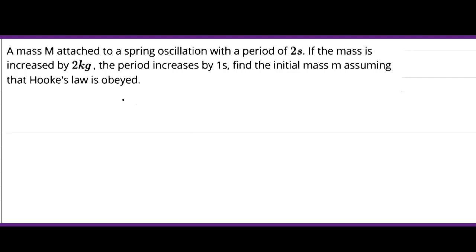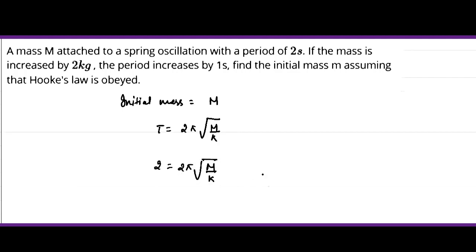Now let's suppose that the initial mass is equal to m. So the time period will be given as T equals 2 pi under root of m by k. Correct. Now the initial time period was 2 seconds, so this will be 2 equals 2 pi under root of m by k, or we can write it as 4 equals 4 pi square into m by k. Let us suppose this is your equation number 1.